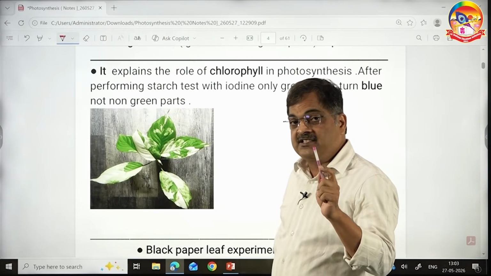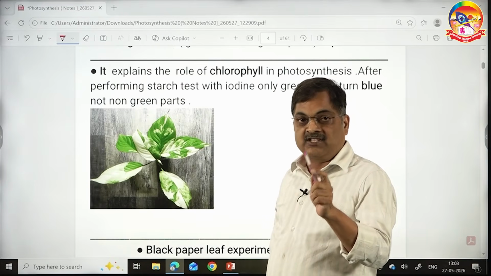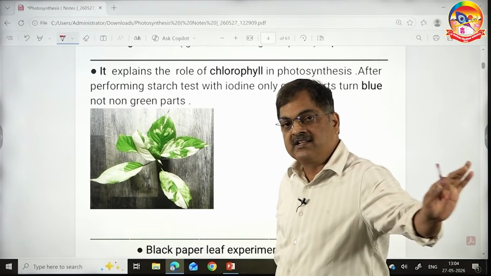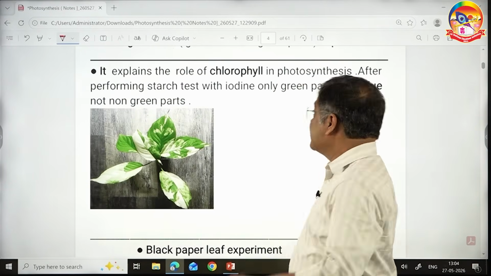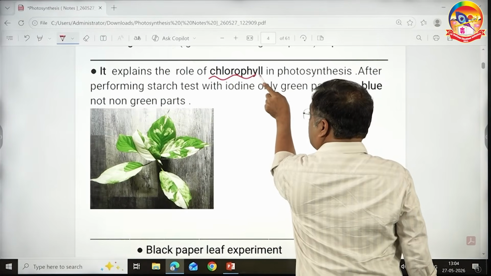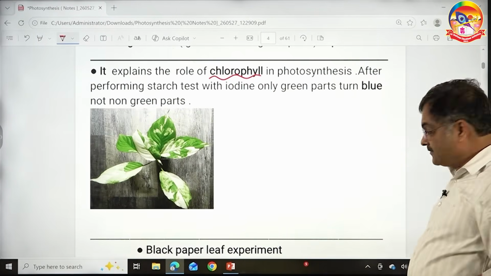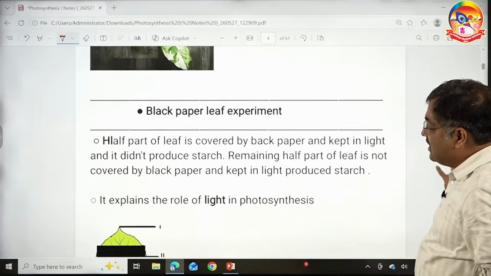Only green parts respond to the iodine test, the starch iodine test. Non-green parts don't. So it explains the role of chlorophyll in photosynthesis, that is, the variegated leaf experiment. Then the black paper leaf experiment.